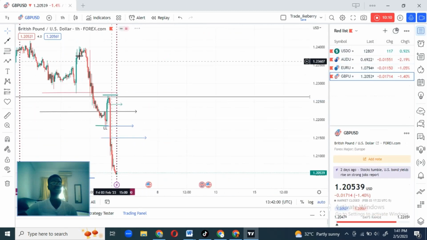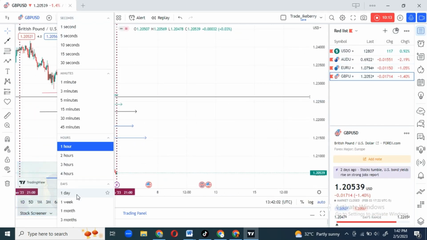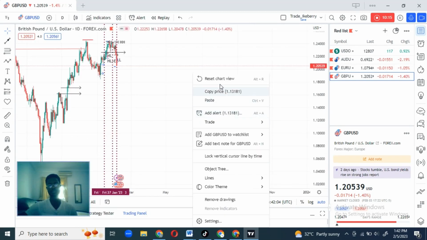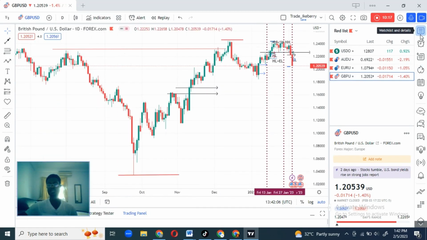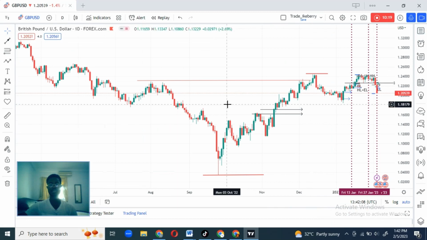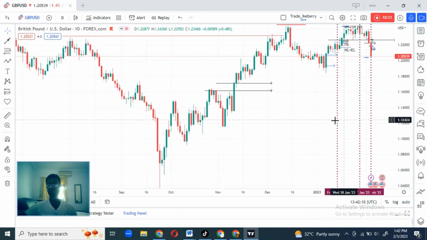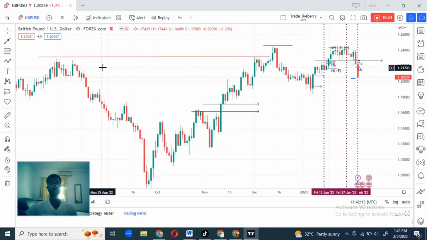So going to GBP USD on the daily time frame. What do you see from the daily time frame of the GBP USD? On the daily time frame of the GBP USD, that is what we see. We see a very nice bearish candle coming straight down. What do we see here?